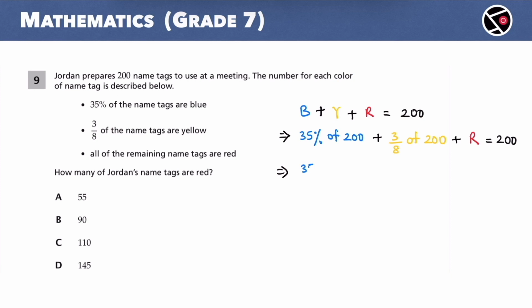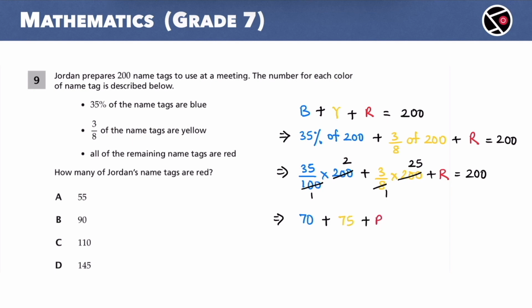We have 35. We replace the percentage symbol by 1/100. Of is multiply: 35/100 times 200 plus 3/8 times 200 plus R is 200. 100 ones are 100, 100 twos are 200. 8 ones are 8, 8 twos are 16, 8 fives are 40. We have 35 twos are 70, plus 3 25s are 75, plus R equals 200.